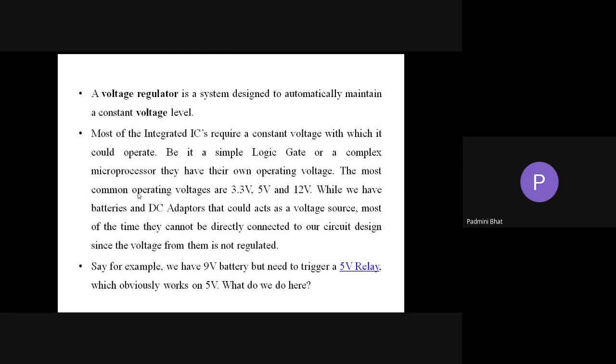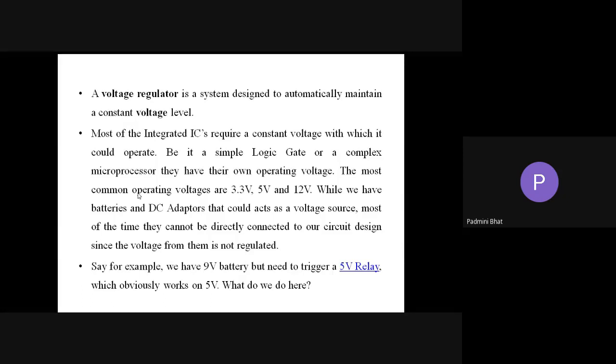So this is a tiny instrument which can be accommodated in any place for the regulation of the voltage. Most integrated circuits require a constant voltage with which they can operate. Be it a simple logic gate or a complex microprocessor, they have their own operating voltage. The most common operating voltages are 3.3, 5 and 12.